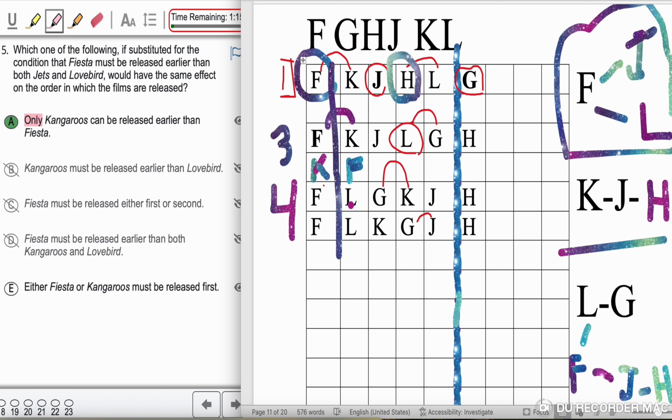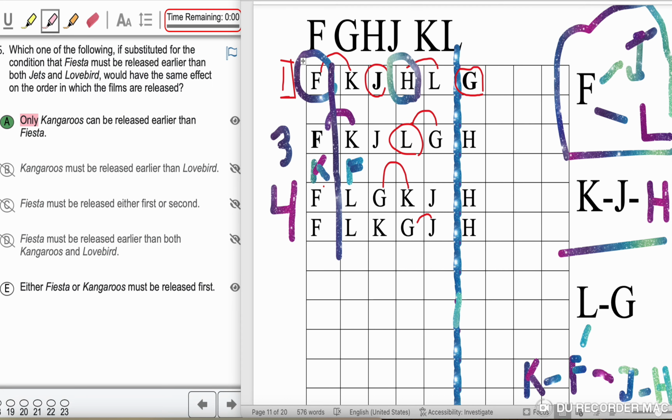So if you put K in front of F, it'll definitely keep everything else in play, with J has to be before H, and L has to be before G. So let's go ahead and choose choice A.